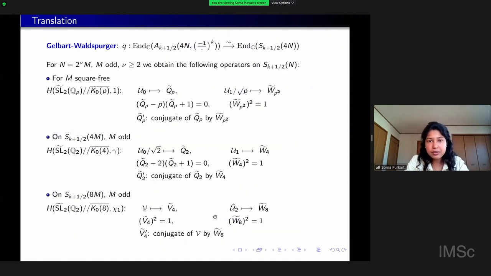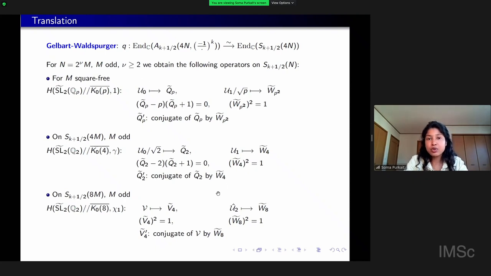So let me just try to get to the things. We again translate all the elements that we defined in the local Hecke algebra to operators on S_{k+1/2}(4N) in several cases. So M is square-free, and then we're looking at p, where p divides N only once. And then we have these operators for S_{k+1/2}(4M) and S_{k+1/2}(8M), and the involutions. Some of the operators are involutions, so we have involutions like V, V4 tilde and W tilde.